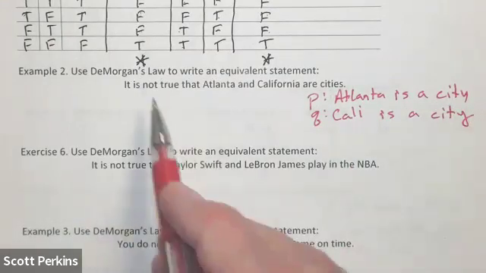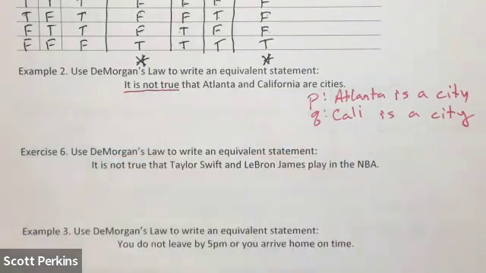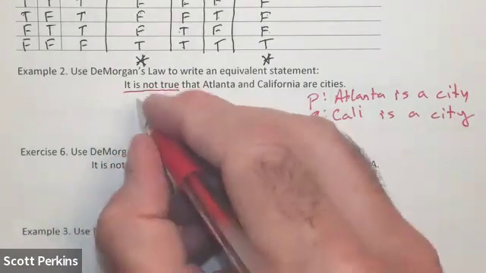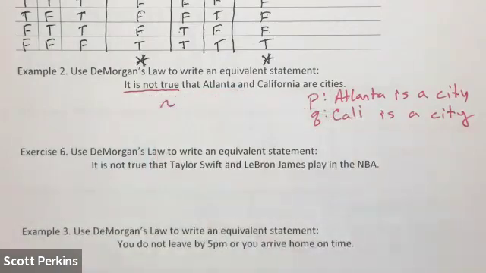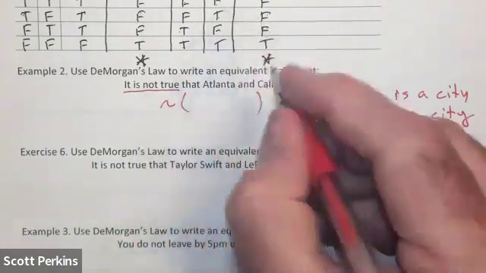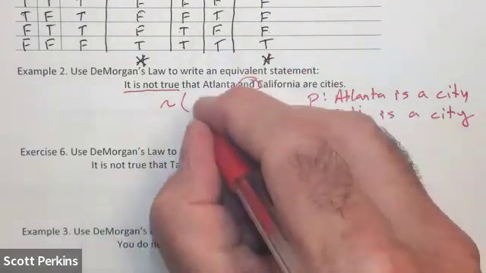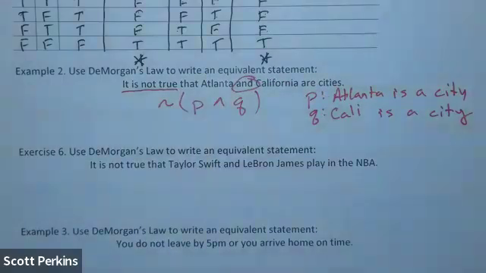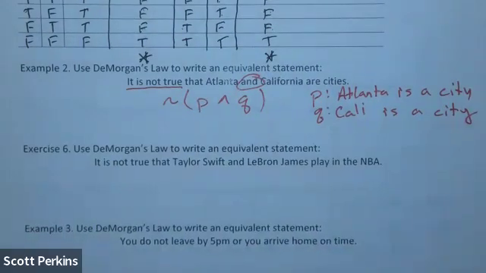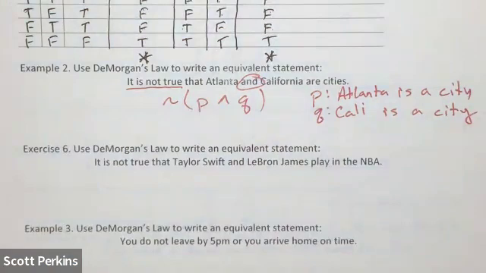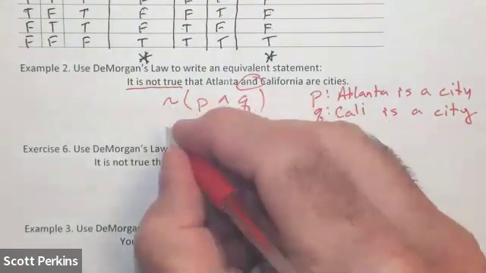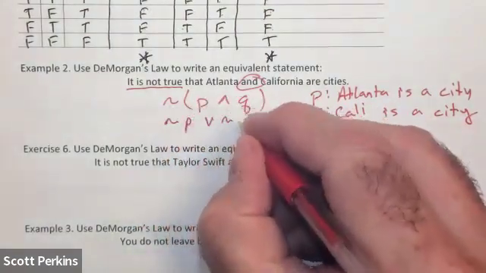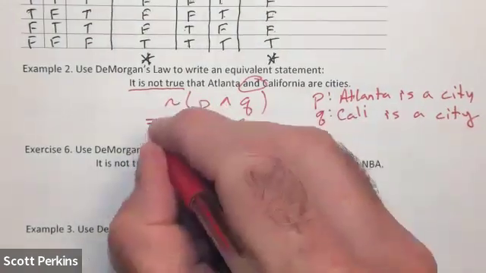Okay. If you remember from a few sections ago, when we have "it is not true," what you're going to do is put a squiggly and then parentheses. So it is not true that Atlanta and California, so P and Q, are cities. DeMorgan's law says that I can go ahead and distribute that. So I can distribute that negation as long as I flip the sign. So this becomes squiggly P or squiggly Q. Those two things are exactly equivalent.